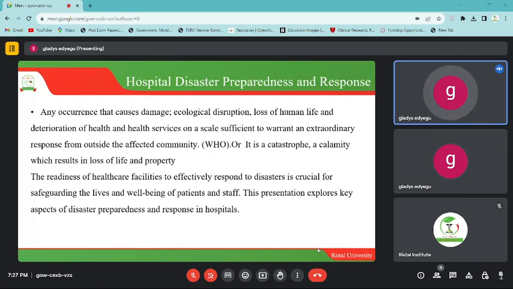This evening, we are going to have a short session, and it's about hospital disaster preparedness and response. And this still is in the same module of hospital infrastructure. So we want to see really what happens in hospital disaster preparedness and response in relation to hospital infrastructure. So I want to start by understanding what hospital infrastructure is.